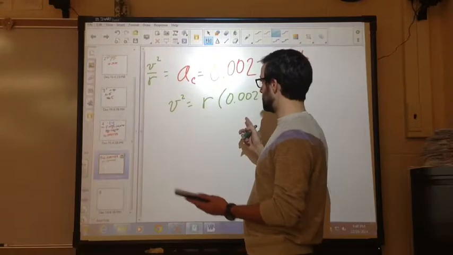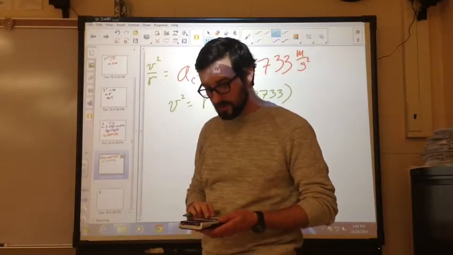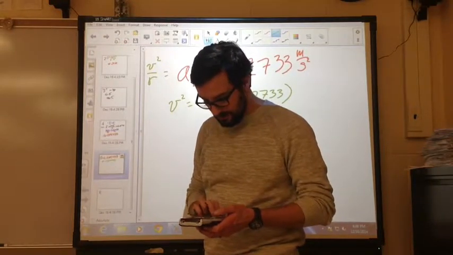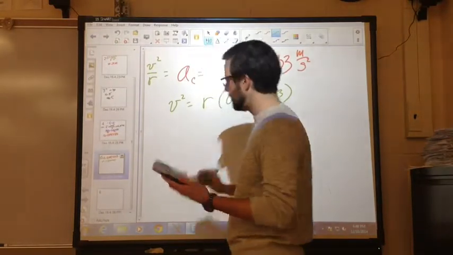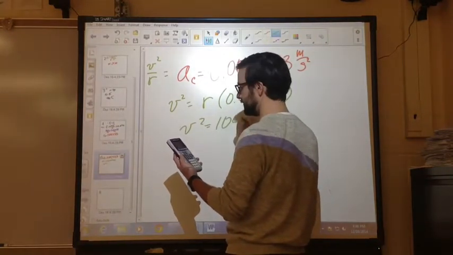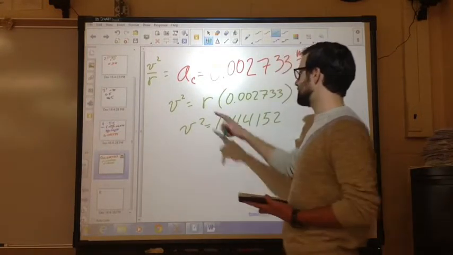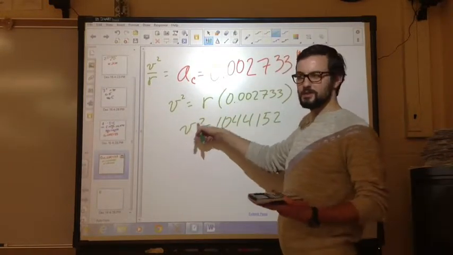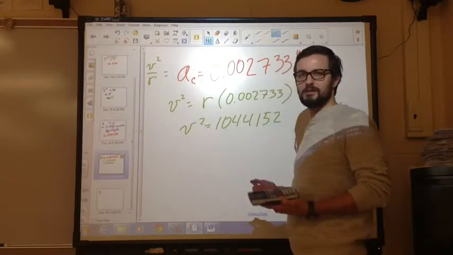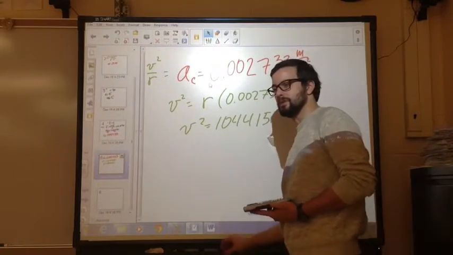So you'll take that really, really small acceleration, you'll multiply it by the distance between the two centers of mass, and you'll find that that is that. Great. Okay, so now v squared equals 1044152 or so. It's a speed squared, so the units would be meters squared divided by seconds squared, but that's kind of losing its meaning at this point. So I wouldn't worry too much about the units, just trust that you're doing things correctly and make them right at the end.